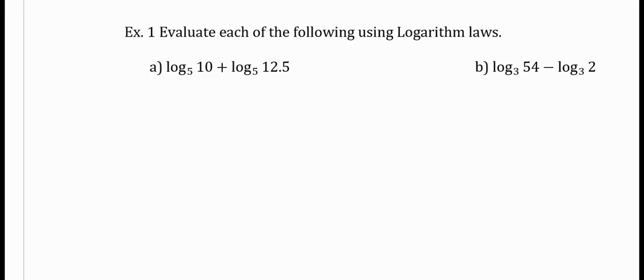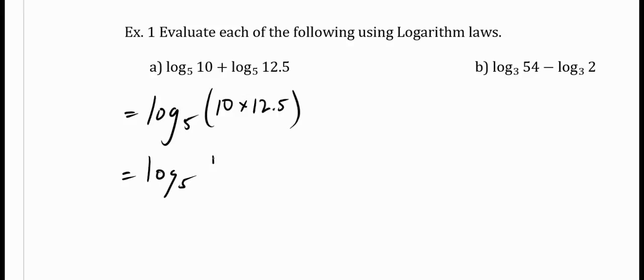What can we do? We can use one of those properties, which is log base 5. When I'm adding logs of the same base, I can multiply their arguments. 10 times 12.5. What's 10 times 12.5? 125.